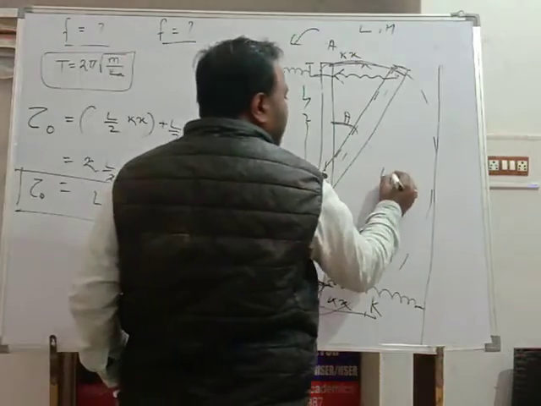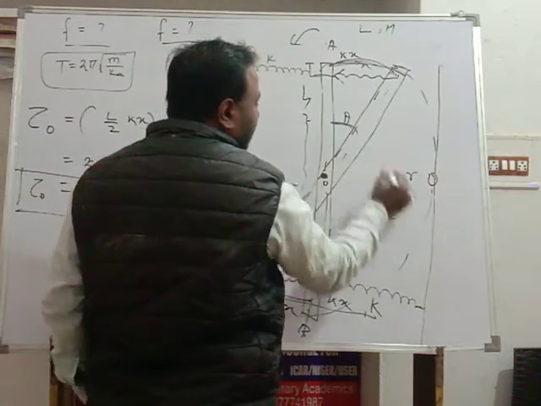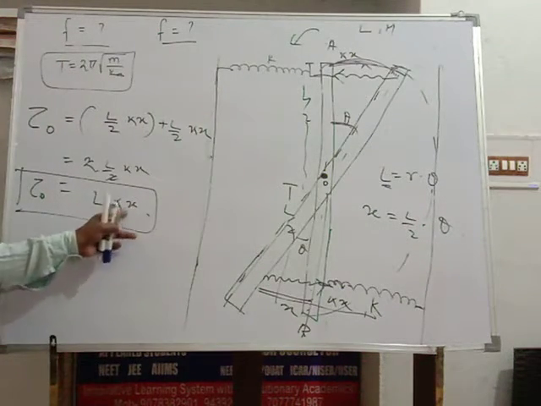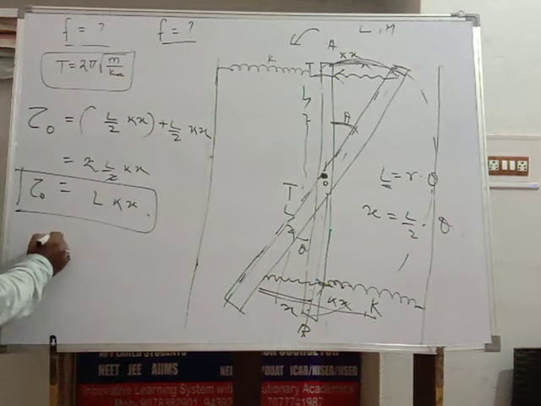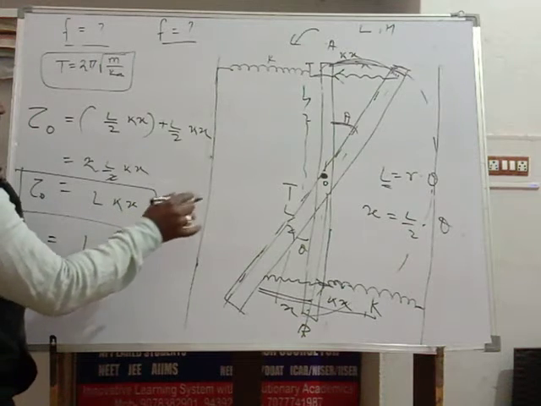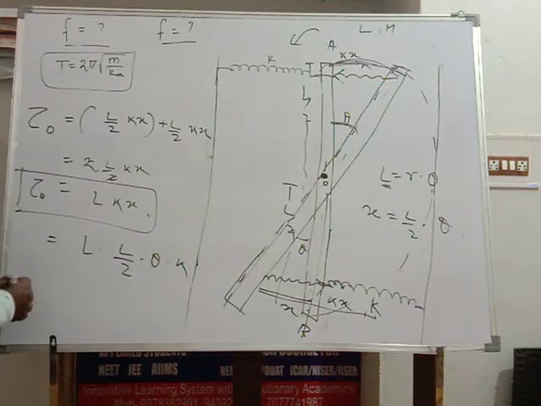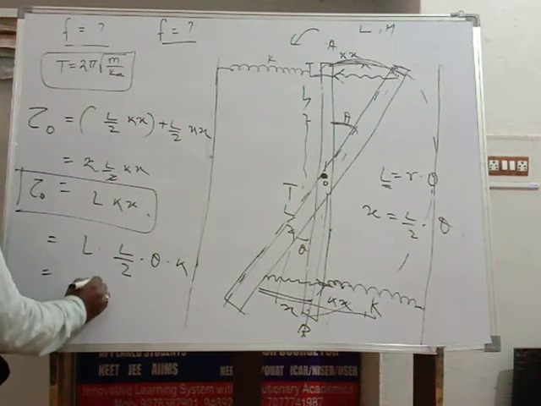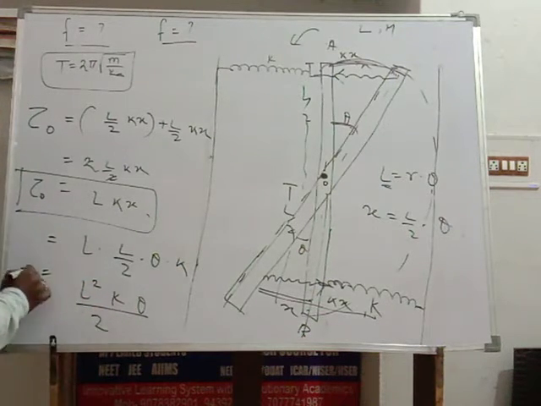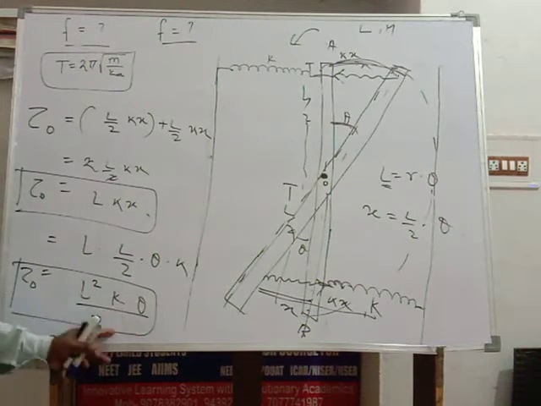We should know that L is equal to r into theta, where L is the arc, but here the arc is how much? X. R is how much? L by 2, into how much? Theta. Right. So X is replaced by L by 2 theta. So L into X is replaced by L by 2 into theta, into how much? K. Yes or no? So this would be equal to L square K theta by 2. This is your net torque. L square K theta by 2.